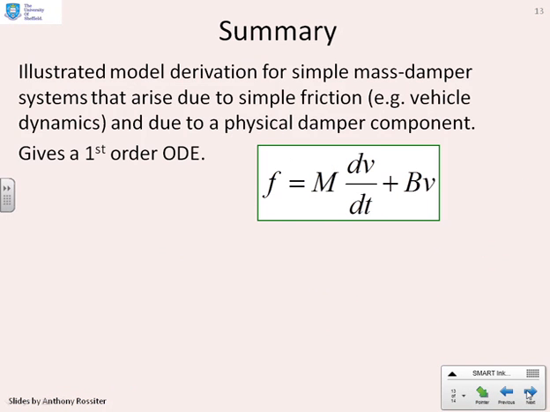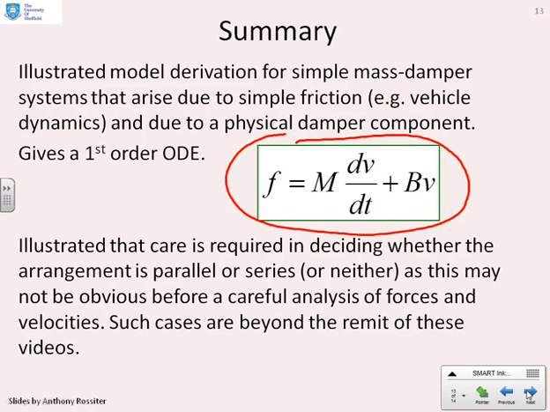So in summary, we've illustrated the model derivation for simple mass damper systems that arise with simple friction and a simple mass, and we've shown that you get a first order model of this form, F equals m dv/dt plus bv. However, we've also shown that you've got to be very careful with mechanical components, especially with things like masses and dampers, to check: is the arrangement parallel? Is the arrangement series, or indeed is it neither of these? And it may not be obvious without a careful analysis of forces and velocities exactly what you're dealing with. These more complex cases are beyond the remit of these videos, and you'll find we don't really discuss it in the videos that follow this one.